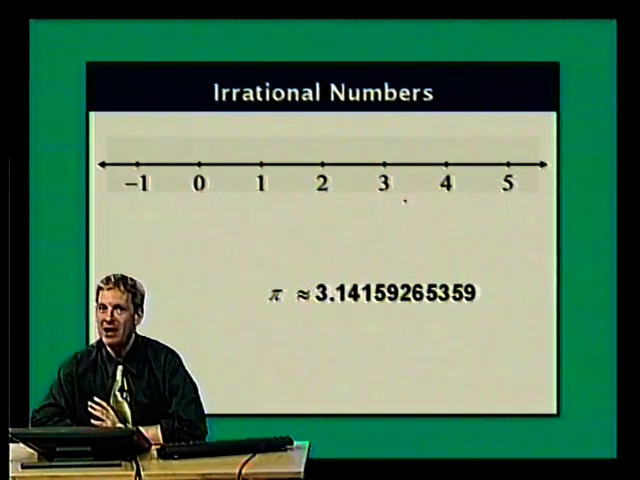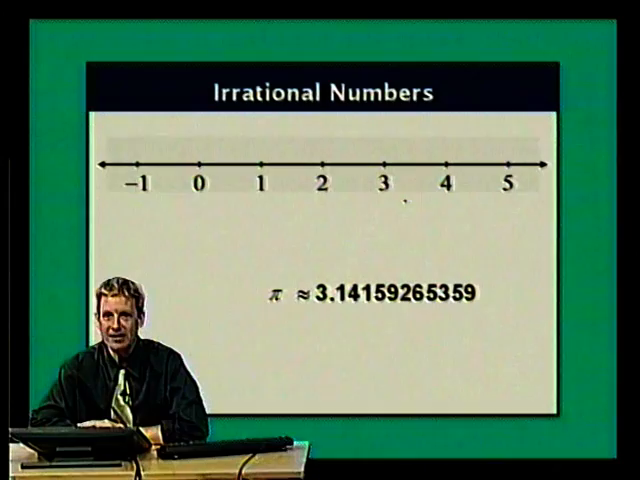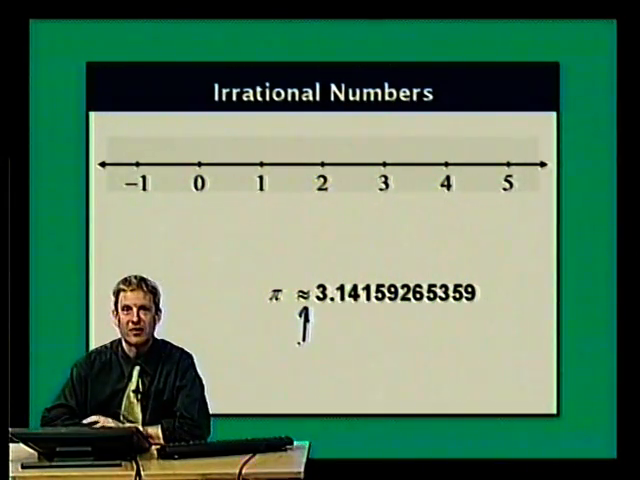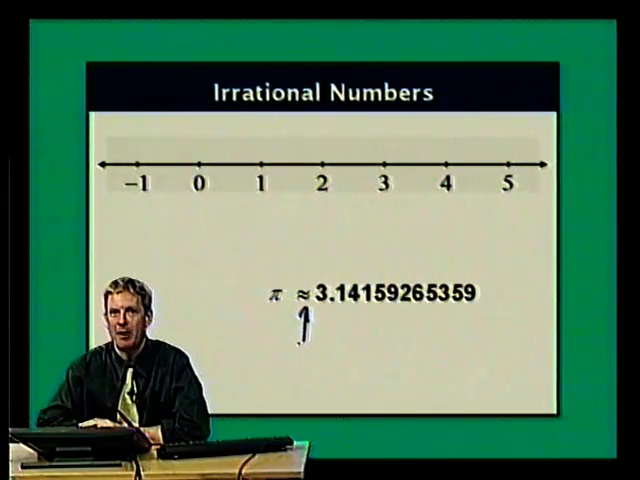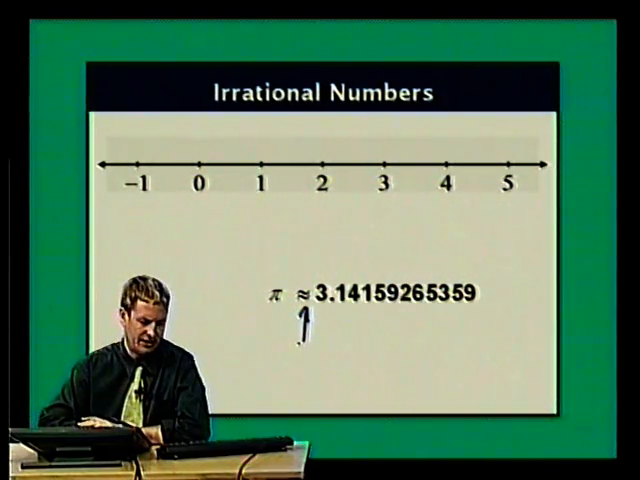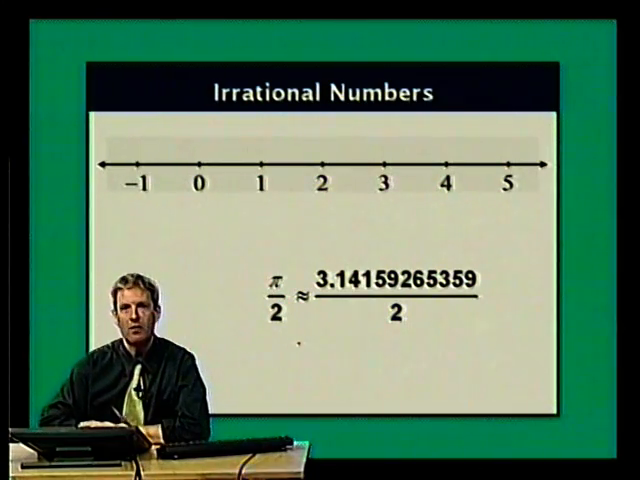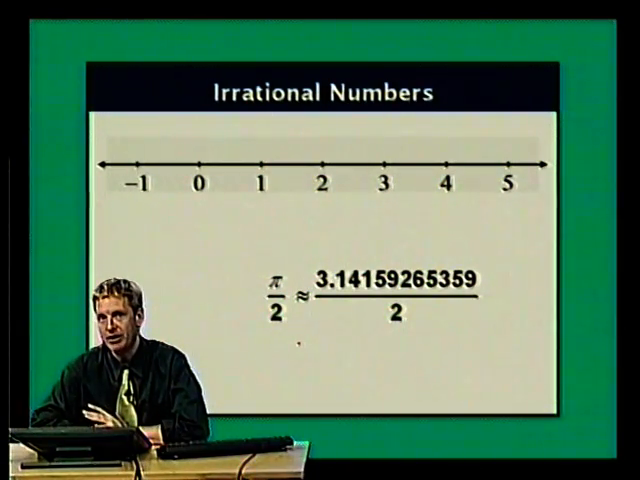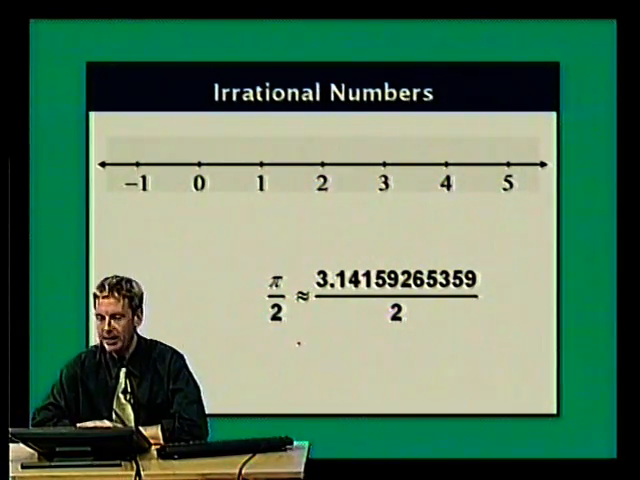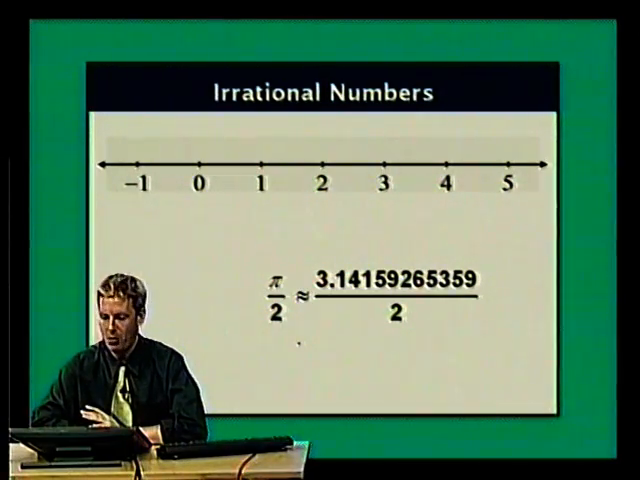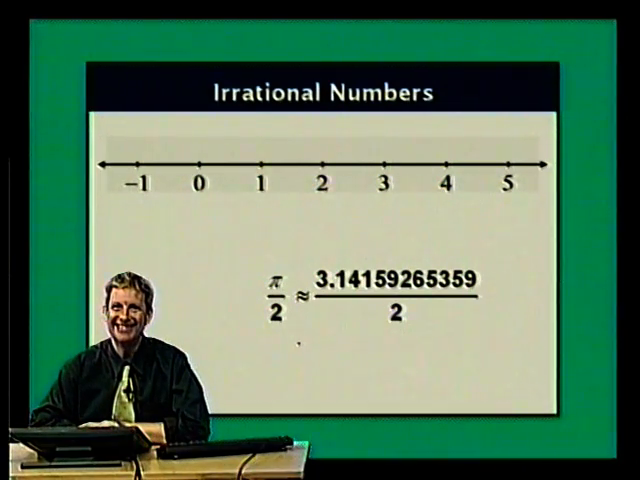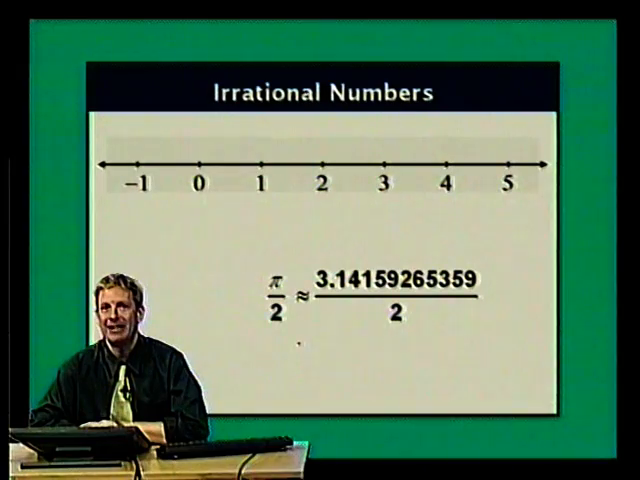But even though I wrote down this truckload of digits, I still use the old squiggly equal sign because this is an approximately equal relationship, not an exactly equal relationship. If we took that number pi and divided it by 2, according to my calculator, we would get something close to 3.14159265359 divided by 2.